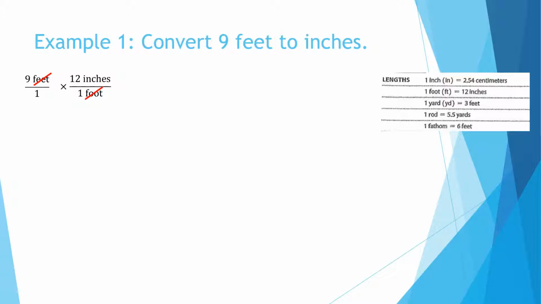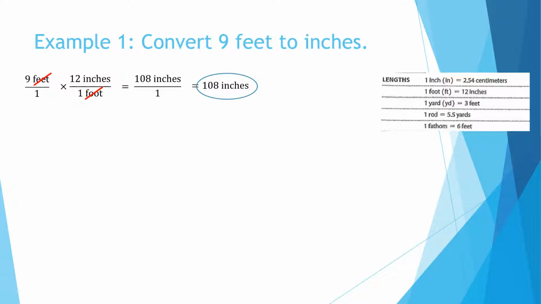You're done. The last thing you need to do is just multiply across the top and multiply across the bottom. 9 times 12 is 108 inches, so make sure you include those units in there. And in the denominator, 1 times 1 is 1. So 108 divided by 1 is just 108. So 9 feet is the same thing as 108 inches.